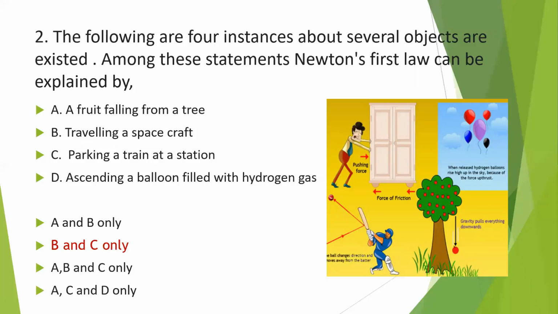C, parking a train at a station. That means it's a stationary thing. Ascending a balloon filled with hydrogen gas. Here, the answer is B and C.